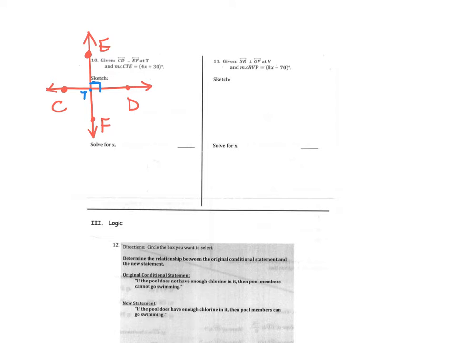So CTE, which is from C to T to E, is 4x plus 30. So that means 4x plus 30 is equal to 90. Subtract 30 on each side, and 4x is equal to 60. Divide by 4, and x is equal to 15. Number 10. Number 11, SR.